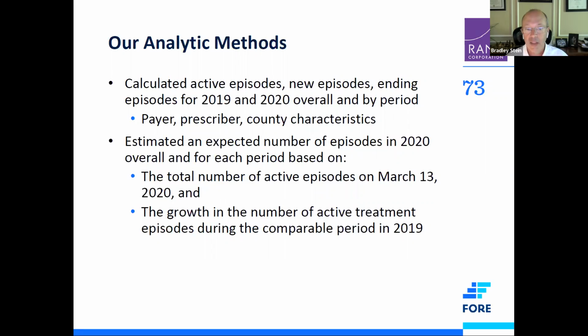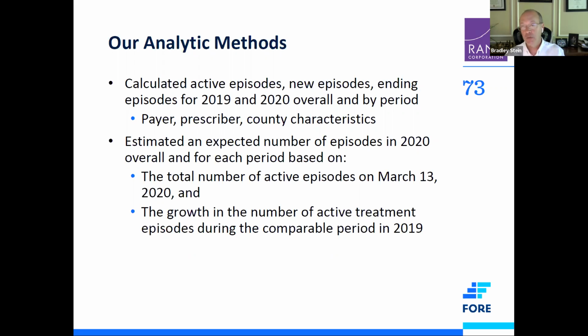So what we did is we calculated active episodes, new episodes, and episodes ending in 2019 and in 2020 overall, and by each of those periods. And then for those, we also looked some at payer, prescriber, and county characteristics of those overall episodes. Then we estimated an expected number of episodes of what we thought we would see in 2020. And I'm sure there are far more sophisticated ways to do this, but basically we said, okay, let's look at the pattern in 2019 and see what happened during the year and assume we'd see the same pattern in 2020.